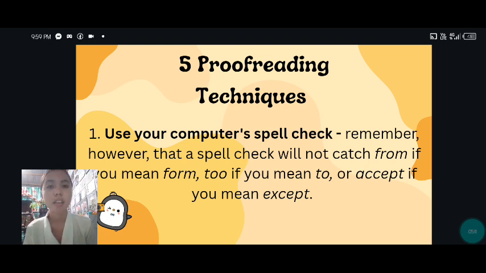So this means that it is important to use computer spell check because it can help to catch basic spelling errors. However, you still need to check the word meanings yourself, because just like what the definition states here, a computer spell check cannot catch from if you mean form, to if you mean two, or accept if you mean except. Therefore, as much as it is important to use computer spell check, you should also check it yourself to avoid these errors. Okay?